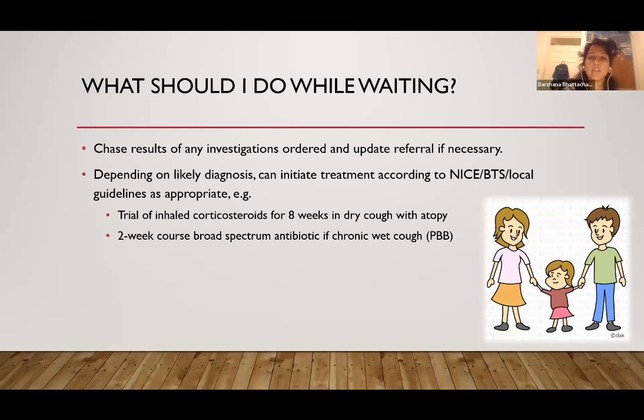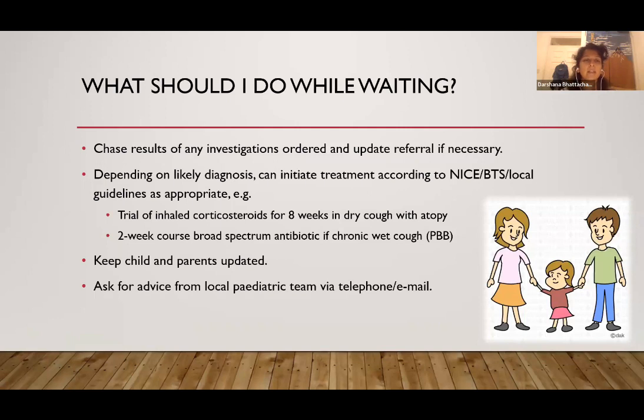For example, if you have a child who's had a chronic dry cough with atopy, and you suspect it might be asthma, a trial of inhaled steroids is perfectly justifiable. Or if you have a child with a chronic wet cough, that could be protracted bacterial bronchitis, and a 2-week course of a broad spectrum antibiotic, such as amoxicillin, is also completely warranted. Obviously, keep the child and parents updated with what you're doing and the state of the referral if you can. And for my colleagues in primary care, you're always welcome to ask advice from your local pediatric team via telephone and email, and they'll be more than happy to provide that advice while you're waiting.